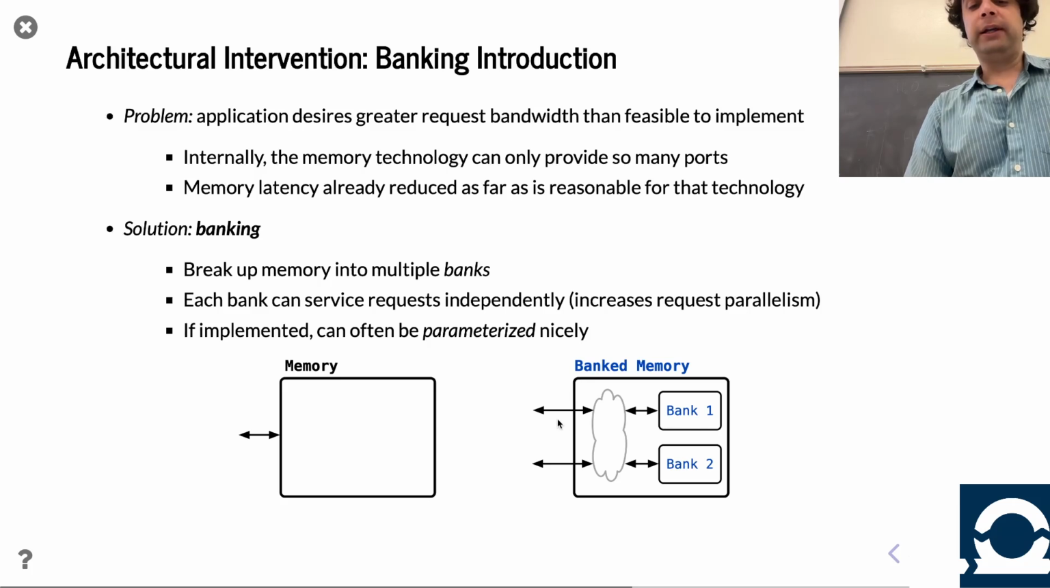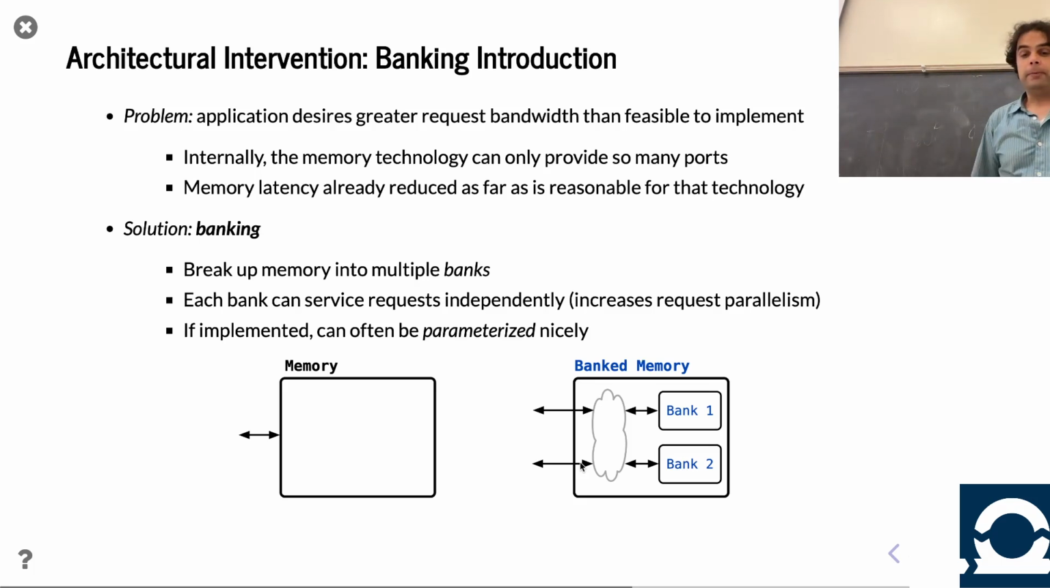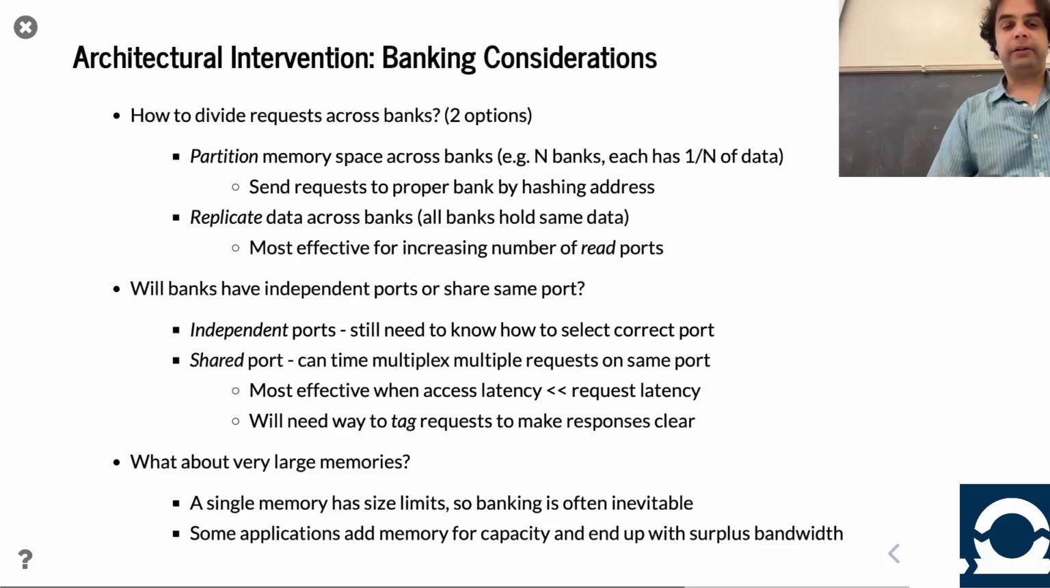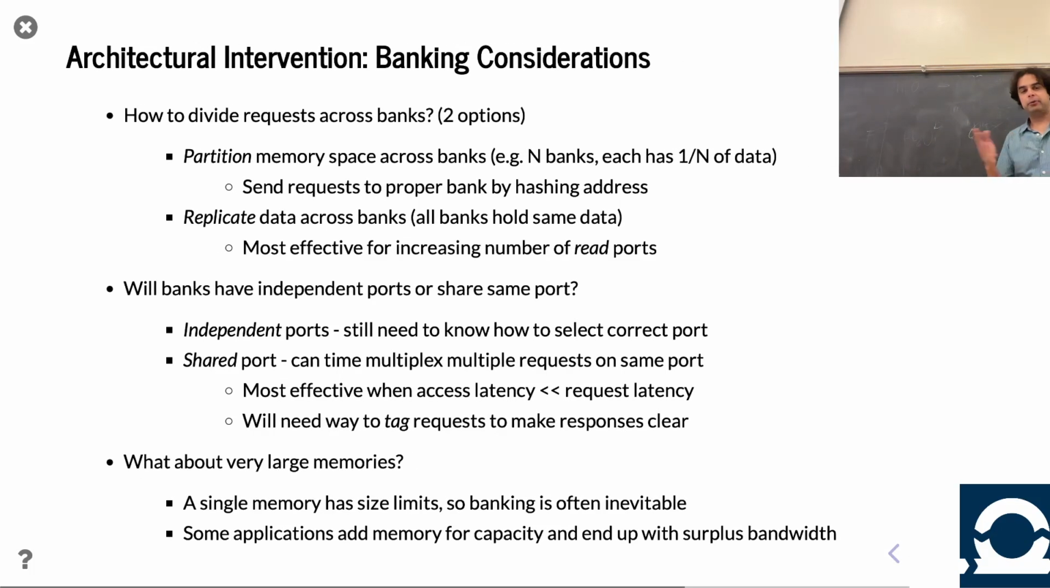In other words, we're not decreasing latency. Latency is the same, but we're increasing parallelism. And by Little's law, increasing parallelism with the same latency means increasing throughput, right? This is the kind of thing that, of course, can be parameterized very nicely in Chisel and can be really helpful, right?